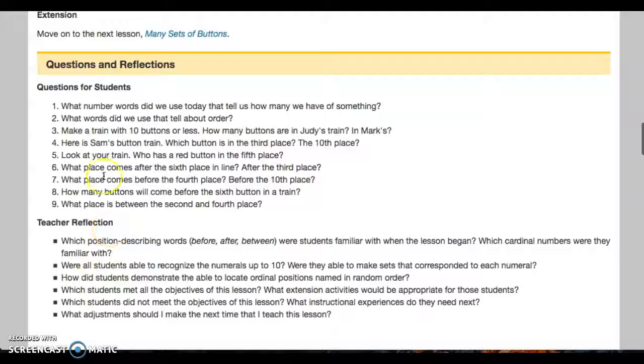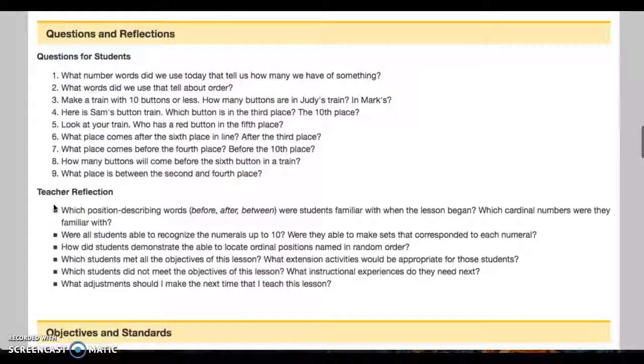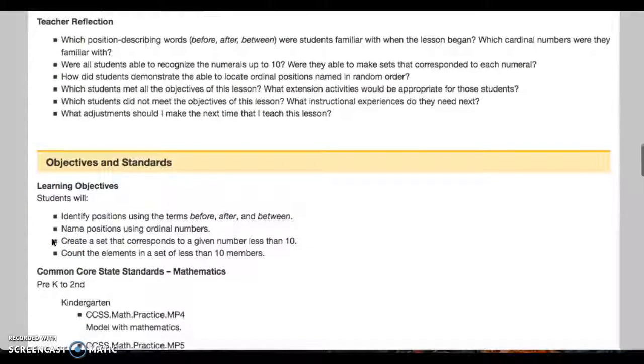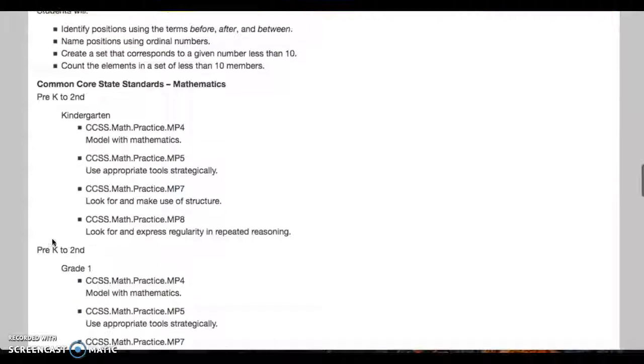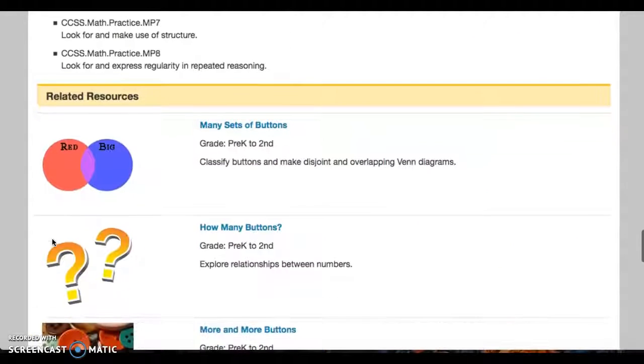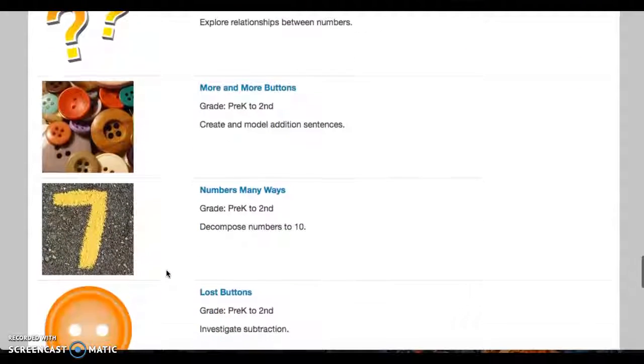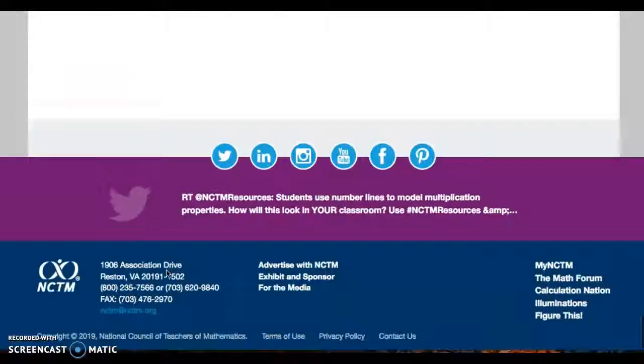So the teacher even has questions for the students to be able to assess where their thinking is at, and also to teach reflection on thinking back about the lesson and whether to move on or to continue. It states the objectives and standards, and also provides additional lessons that are related to this standard and can be used.